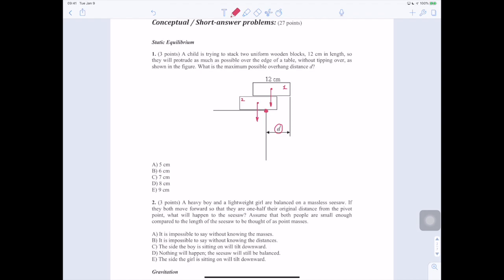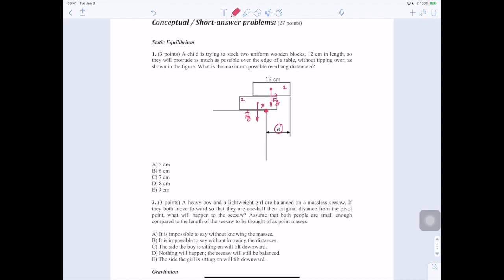There are possible answers shown here: 5 centimeters, 6, 7, 8, and 9. Imagine it would be simply 6 centimeters. Well, then the center of mass of the top block would exactly coincide with that point of rotation. Let me refer to this as P. This is the gravitational force on one, the gravitational force on the other one. They are the same in magnitude and direction because the masses are the same. If it would be 5 centimeters, then the center of mass of the top block would be to the left of this point of rotation. If it's 6 centimeters, it would be exactly coinciding with that.